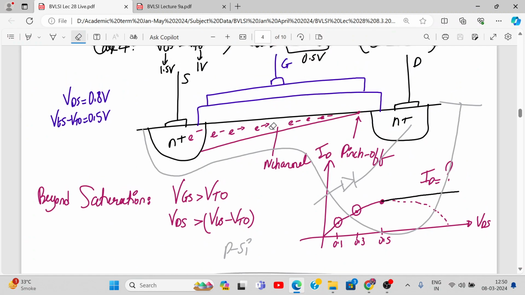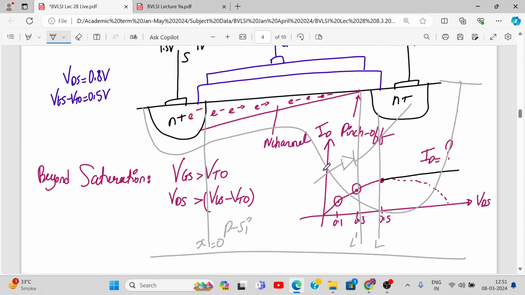So this point, this region, we call this as a new L dash. So how will I draw it over here? ये मेरा L है. This is x equal to 0, right? This we call L dash, the new pinch off point. Okay? Yes or no?